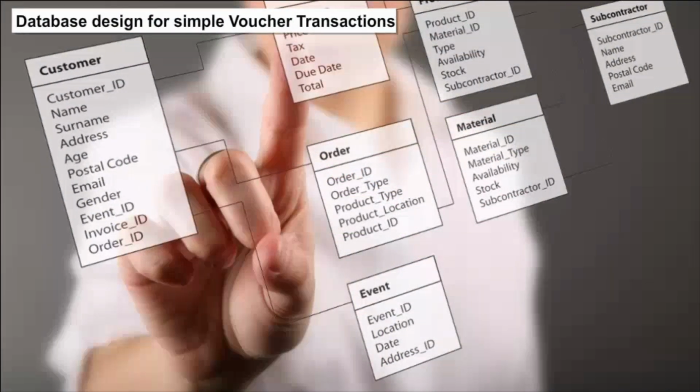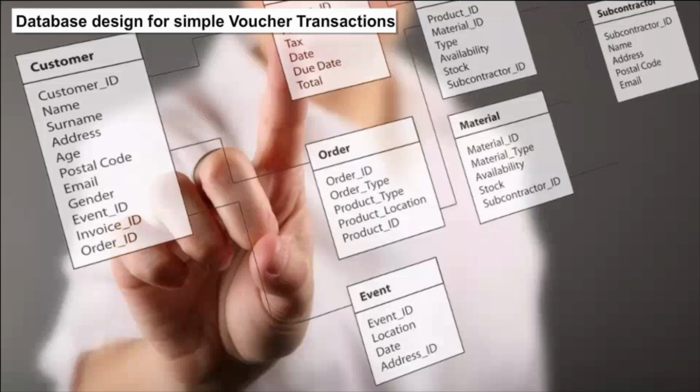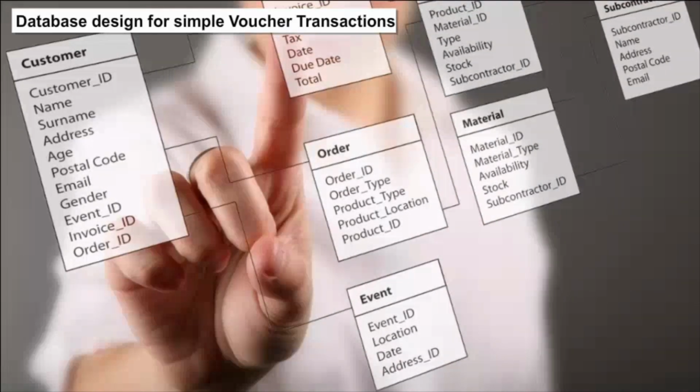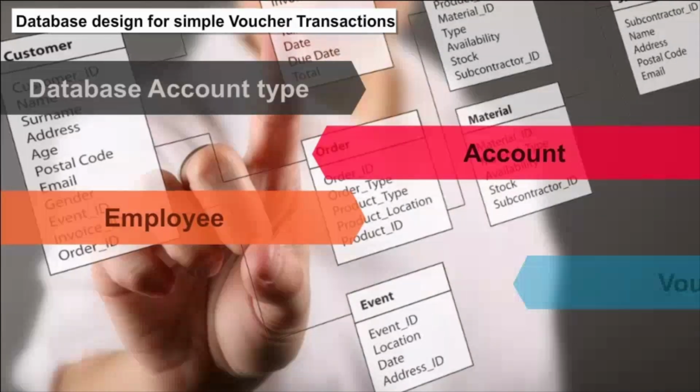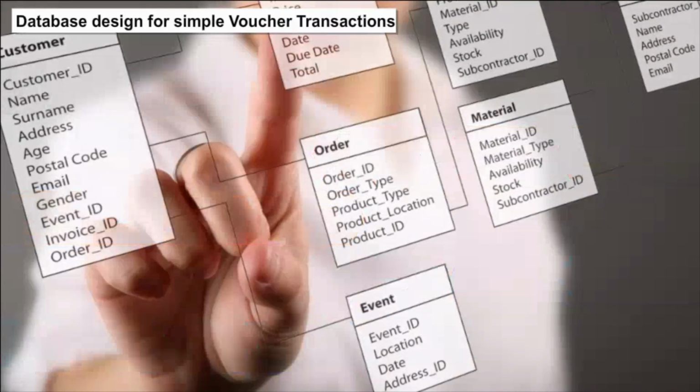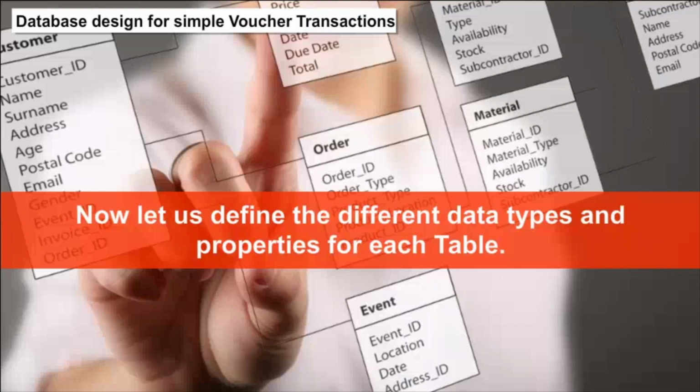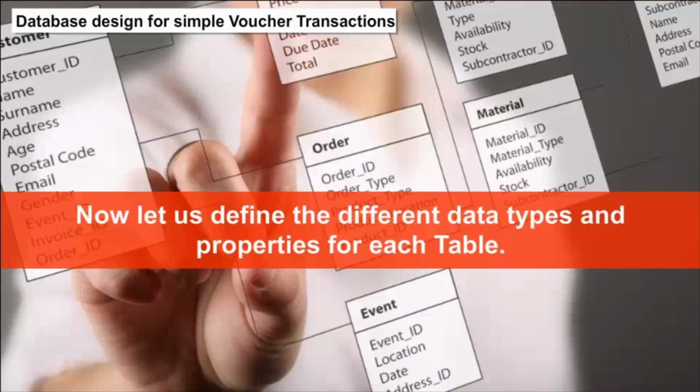Database design for simple voucher transactions. Let us say there are 5 tables in database: account type, account, employee, vouchers, and support. Now let us define the different data types and properties for each table.